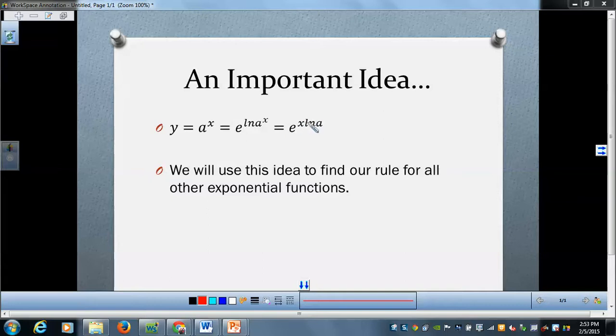The reason we'd want to do this is because we have a rule for the derivative of e to the x. So by rewriting it this way, we can reuse one of the rules we've already talked about. We can go from here to here, and they're equivalent forms, but then I can take the derivative of this piece, which we already have a rule for, to develop our new rule.